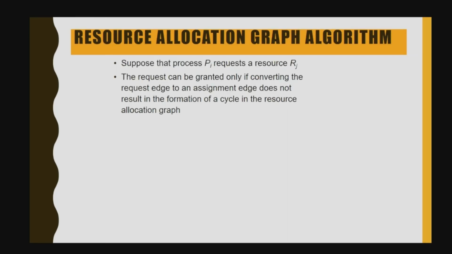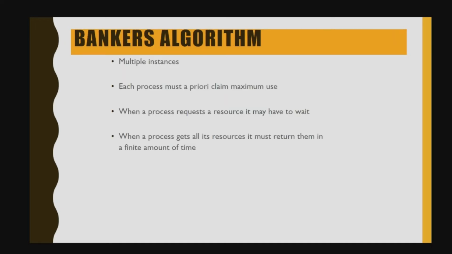Okay, the next part is the banker's algorithm. This one is the allocation graph. This one is the banker's algorithm. The allocation graph is for a single instance. Okay, if the resource has a single instance, we can use the graph allocation. If there are multiple instances, we need to use the banker's algorithm.